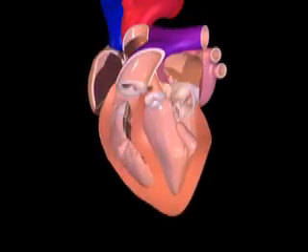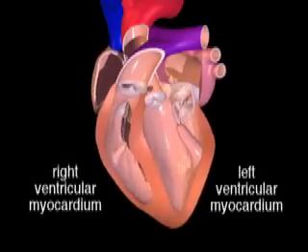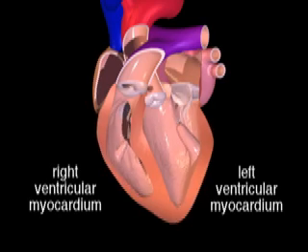Because more work is required to push blood through the systemic circuit than through the pulmonary circuit, the muscular wall, or myocardium, of the left ventricle is thicker than that of the right.